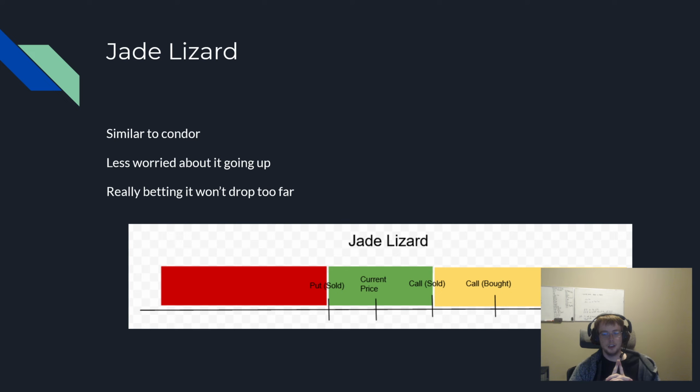But the idea here is that it's relatively similar to a condor in that you're expecting somewhat limited movement, but you're more afraid that maybe it will jump up, right? Like maybe there's been a rumor that you heard, or there's been some recent price trends that make you think that the price of whatever thing you're looking at may jump up. But you're not necessarily expecting it, you're just more worried about it.